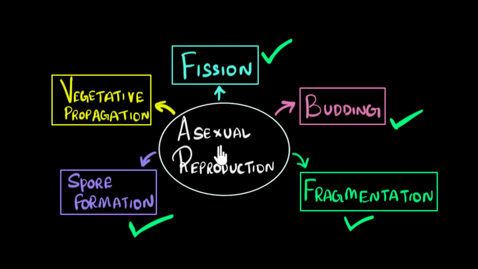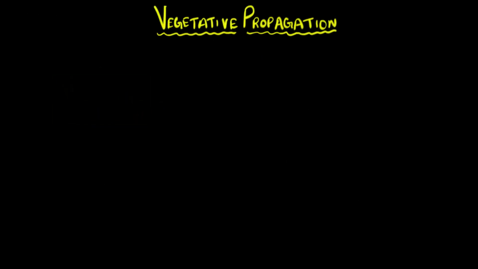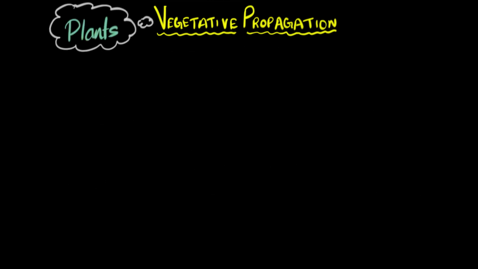In the previous couple of videos, we have covered these 4 kinds of asexual reproduction. And so in this video, we will focus on vegetative propagation. So let's see what that is. All right, so what is it? It's a kind of asexual reproduction that happens in plants. So whenever asexual reproduction happens in plants, we call it vegetative propagation.